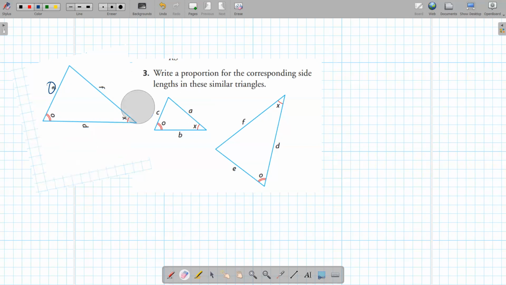What if I said B over D? B over D is the same thing as what? C over E. Yes, C over E works, right? Because it's smaller one over bigger one, and A over F also works in this case. Cool, easy as that.